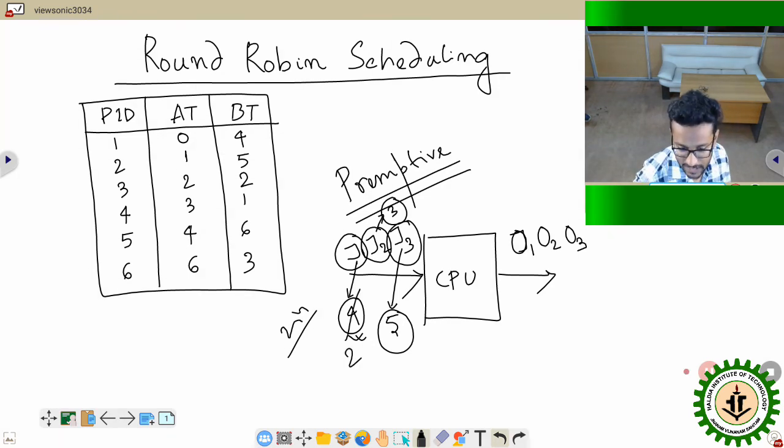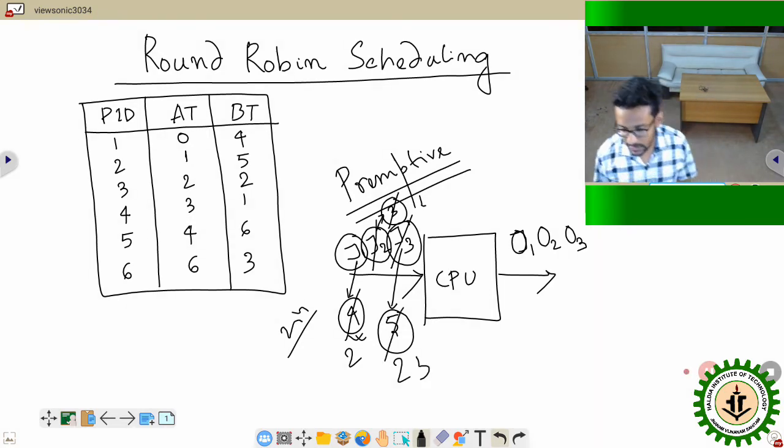Likewise for job 2, which requires 3 amount of time, I will schedule it on the CPU for 2 amount of time, and the remaining is 1 amount of time. Similarly for job 3, which requires 5 amount of time, I am scheduling 2 amount of time, so the remaining is 3 amount of time. That means we are basically doing parallel processing with the jobs.